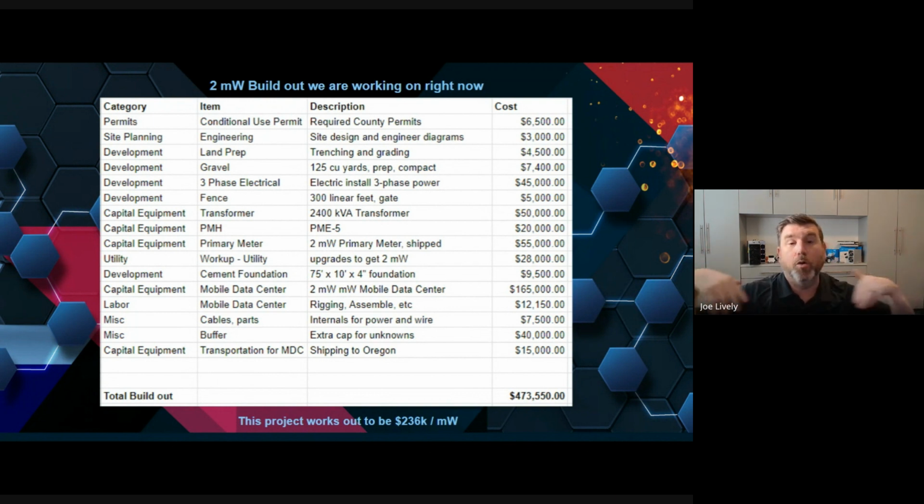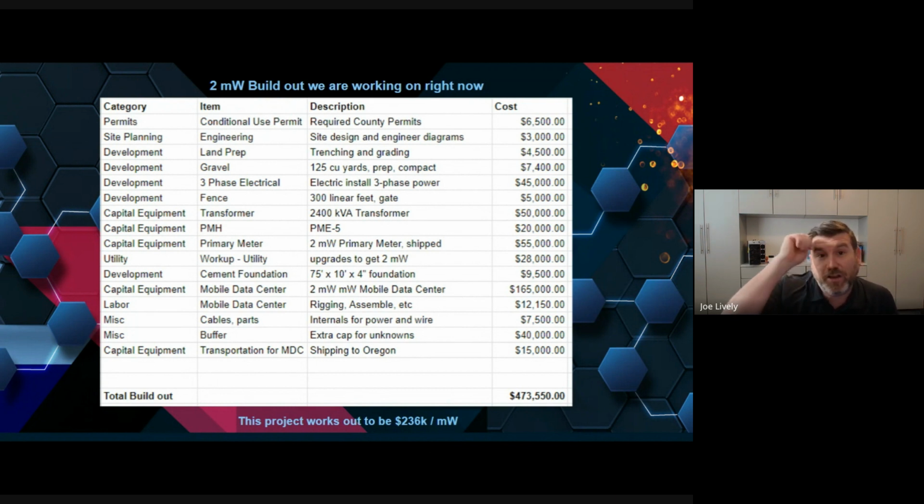I'm not going to grade out the whole site. I'm going to do it in phases because my next phase is going to be a warehouse. The first phase is going to be a container, so I'm only doing about a quarter of the land. But to go through and grade it all out and to do the trenching for the conduit, for the cables and the fiber and all that stuff is around $4,500.